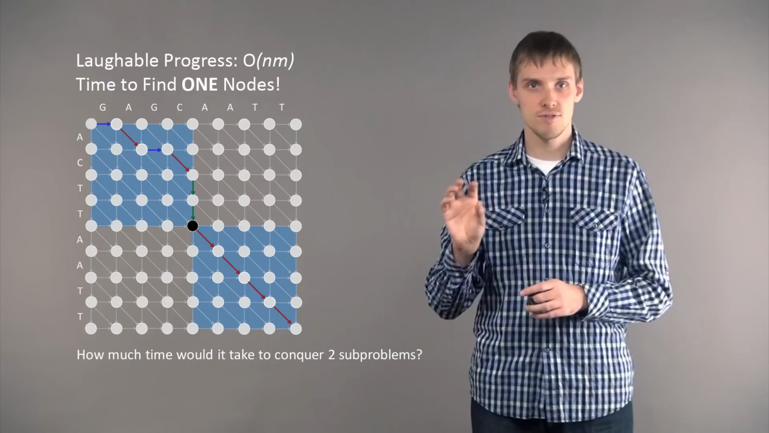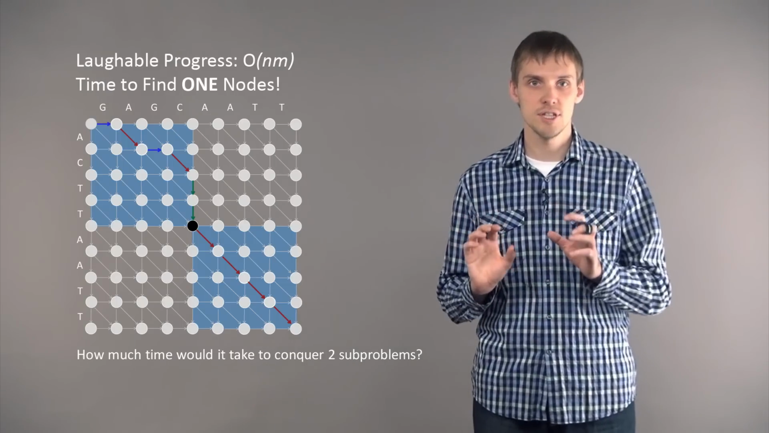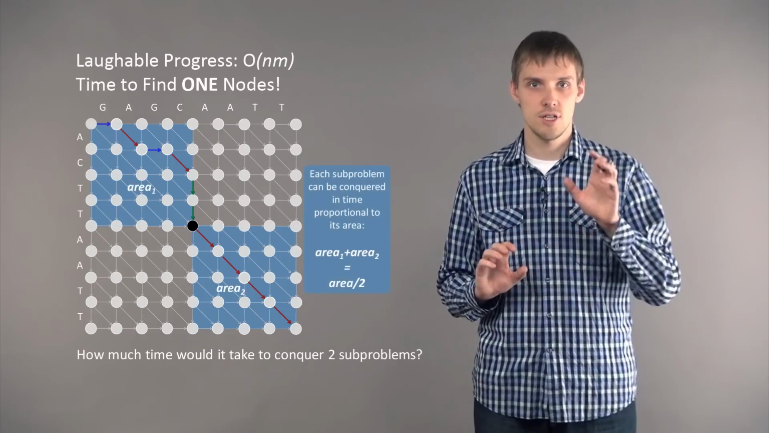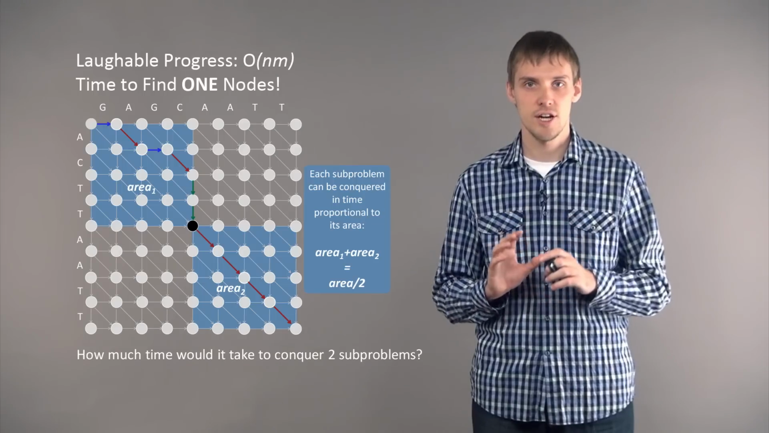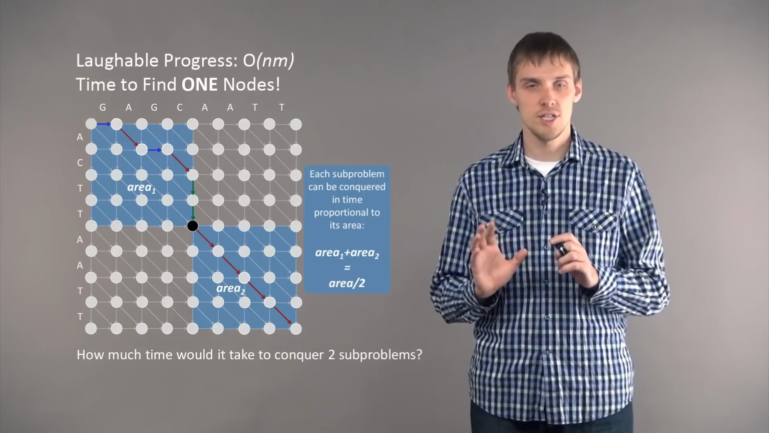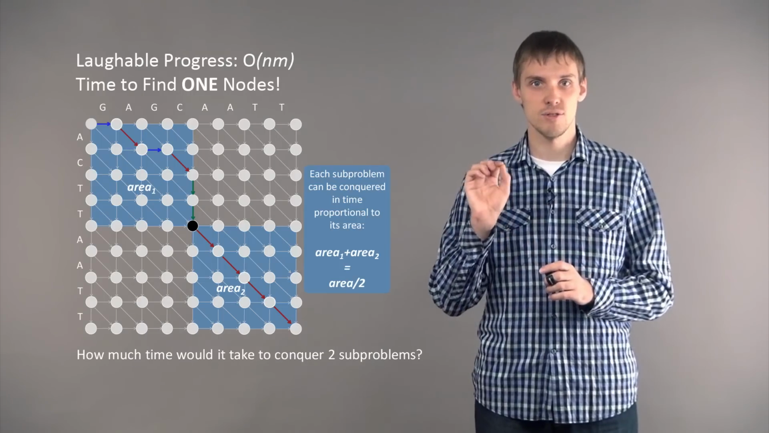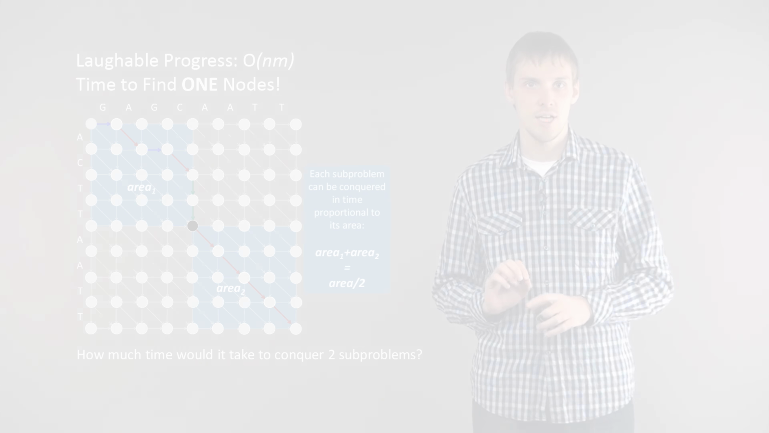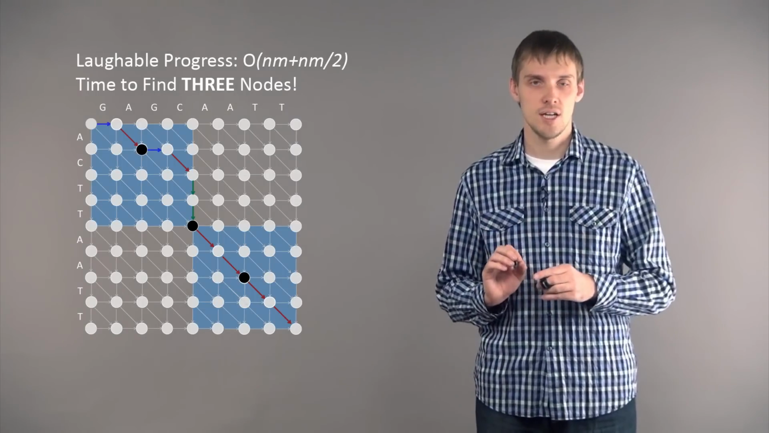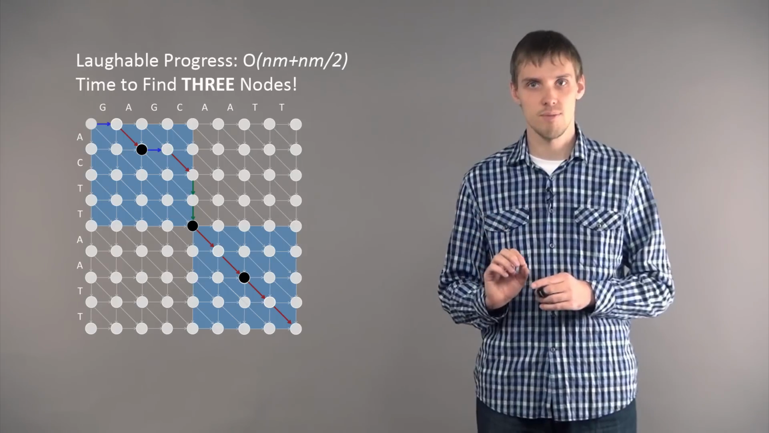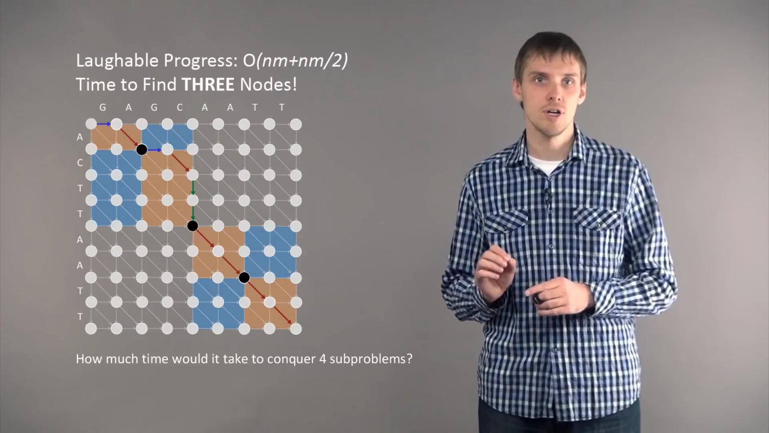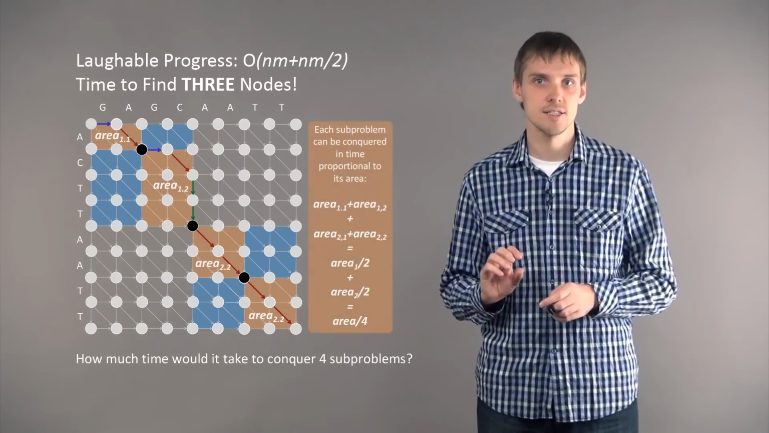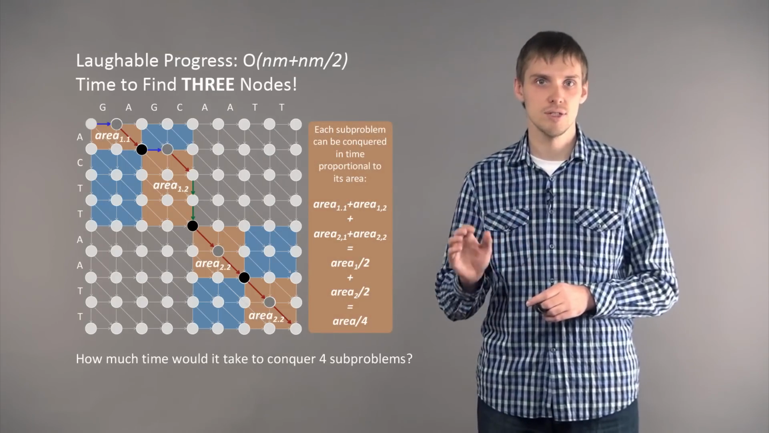So on each of these highlighted parts, we need to find a middle node. How much time will it take? The area of these parts is proportional to half of the area of the whole Manhattan grid. So we need only half of the time which was required to find a single middle node to find 2 more middle nodes in these separated areas. So after this step, we will have 3 nodes which belong to our optimal alignment path. And we can iterate more and more. On the next step, we will split our area into smaller rectangles, and we will find a middle node in each rectangle, and so on and so forth.